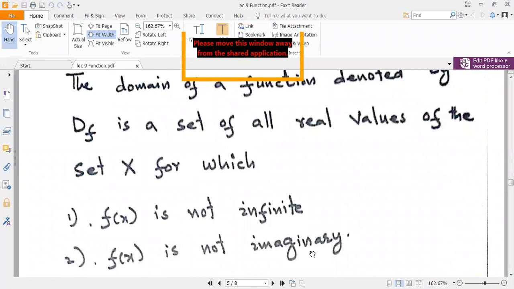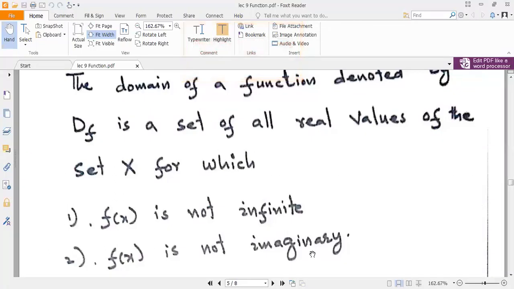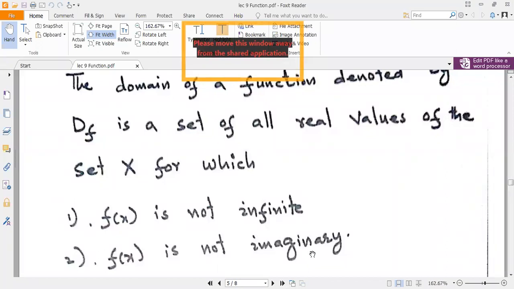What is the domain of the function? You know that for y equal to f of x, x is the domain, y is the codomain and range. Then the domain of the function is the set of all real values of x. It means you can put any real number in place of x, but when we put any real number for x, you should remember f of x must not be infinite and f of x must not be imaginary.